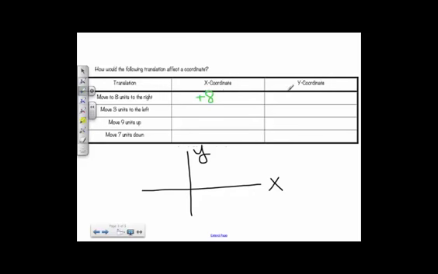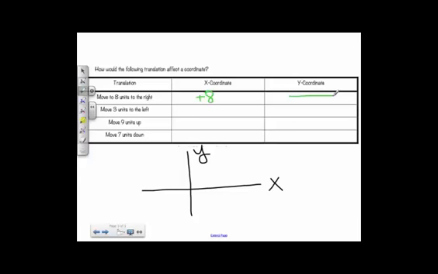Now, how would it affect my y-coordinate? I'm not going up or down at all, so it doesn't affect my y-coordinate at all. So I'm just going to put a line through it to indicate that it doesn't affect it. If you could press pause and try the rest of this chart, that would be wonderful to make sure you really get it. And then press play again and join me again and see if you get the right answers.